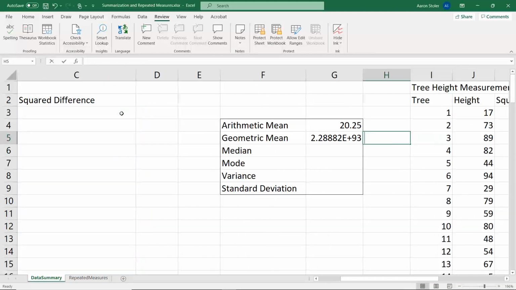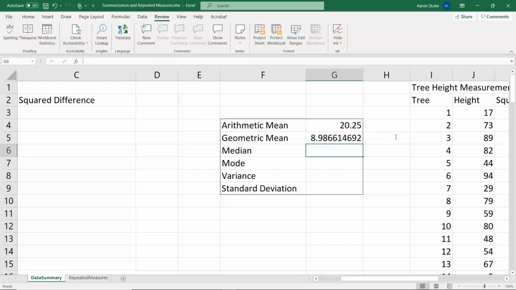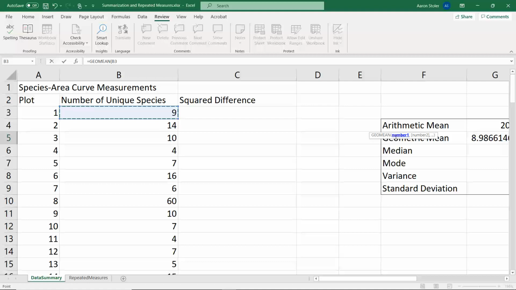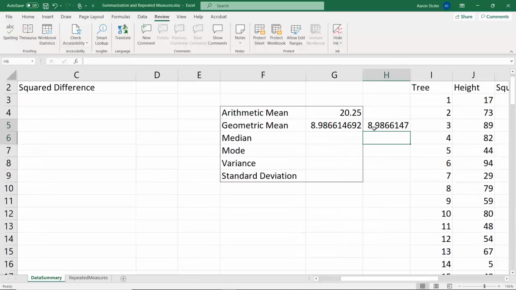You could also say, and check yourself, oops, my bad. Something was not times, but a little caret to the nth root. You could also check yourself and type in geometric mean or geomean, and then just select all of the data, and you should get the same value.